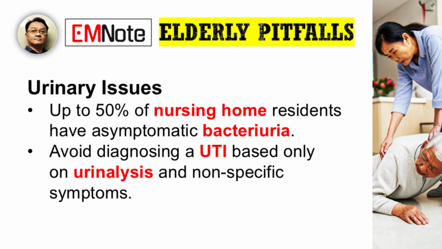50%. Wow. Okay, so given that huge prevalence, what's the big mistake providers make when they see that positive urine test in an older patient? The biggest mistake is diagnosing a UTI based only on nonspecific symptoms. Like confusion. Exactly, like confusion or just generally not doing well, plus a positive urinalysis, but without those specific local urinary symptoms. Like burning or frequency. Right, dysuria, frequency. Just having bacteria there often doesn't mean there's an active infection that needs antibiotics.